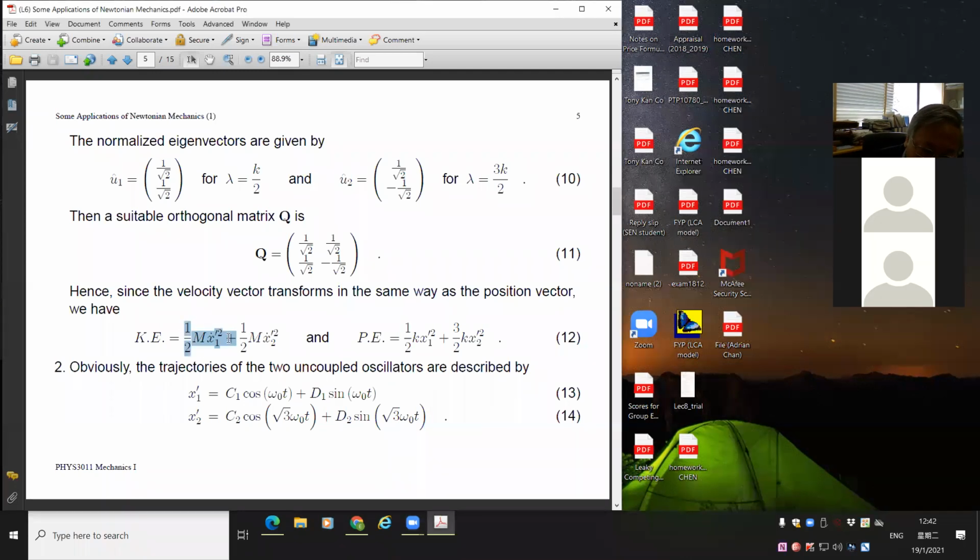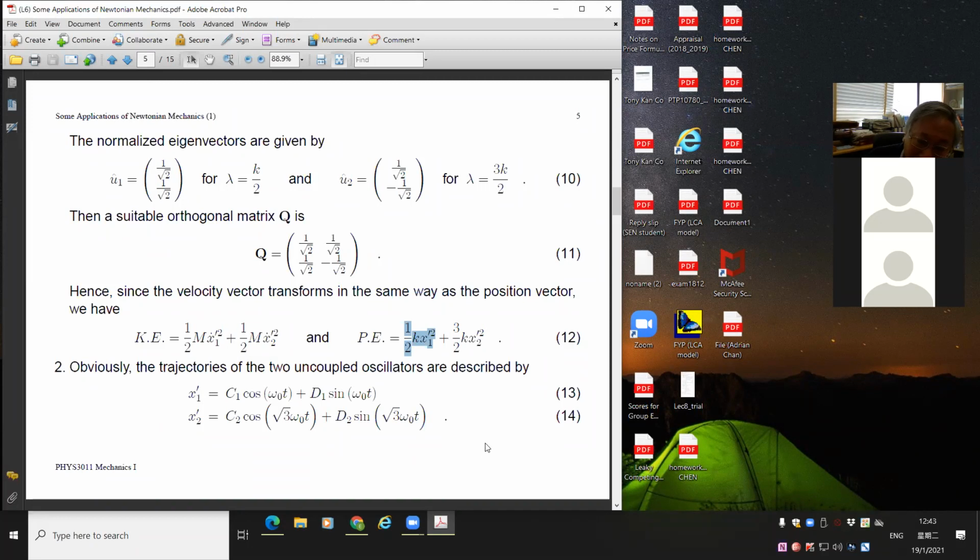One comes from this kinetic energy plus this contribution of the potential energy for transformed block number 1. The second contribution comes from the kinetic energy of transformed block number 2 and the potential energy of the transformed block number 2, all right? So if you look at the transformed block number 1, we have a kinetic energy like this and a potential energy like this. We know right away it is a simple harmonic oscillator.